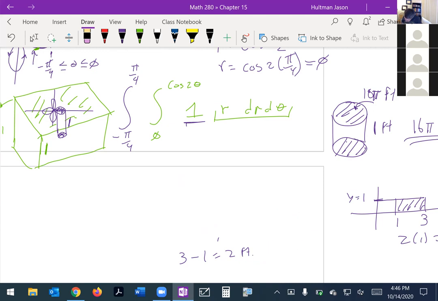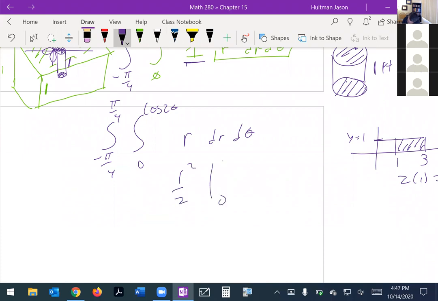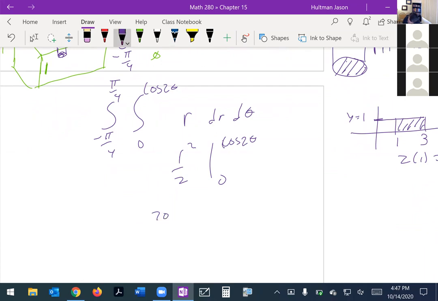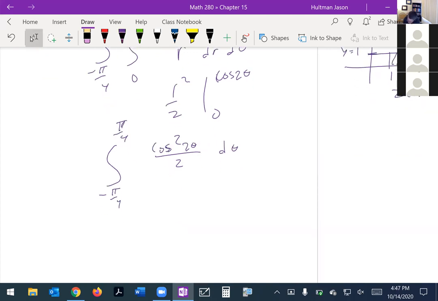Okay, so let's do this one. So this is going to be the integral from negative pi over 4 to pi over 4, and 0 to cosine 2 theta of r dr d theta. So this is going to be r squared over 2 from 0 to cosine 2 theta. So this becomes cosine squared 2 theta all over 2, d theta, from negative pi over 4 to pi over 4. There's going to be some symmetry here, but okay, negative pi over 4 to pi over 4. And so now we have to figure out, how do we deal with this guy?